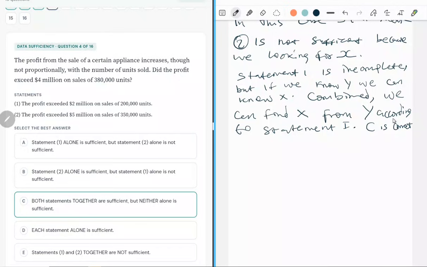The profit. That means if we have 380, the profit exceeds. Yes, the question is asking if it exceeds 4 million. Even if the question had asked whether it exceeds 5 million, it will still be true, because the more you sell, the more you earn, but we don't know how much. It could be one extra invitation.